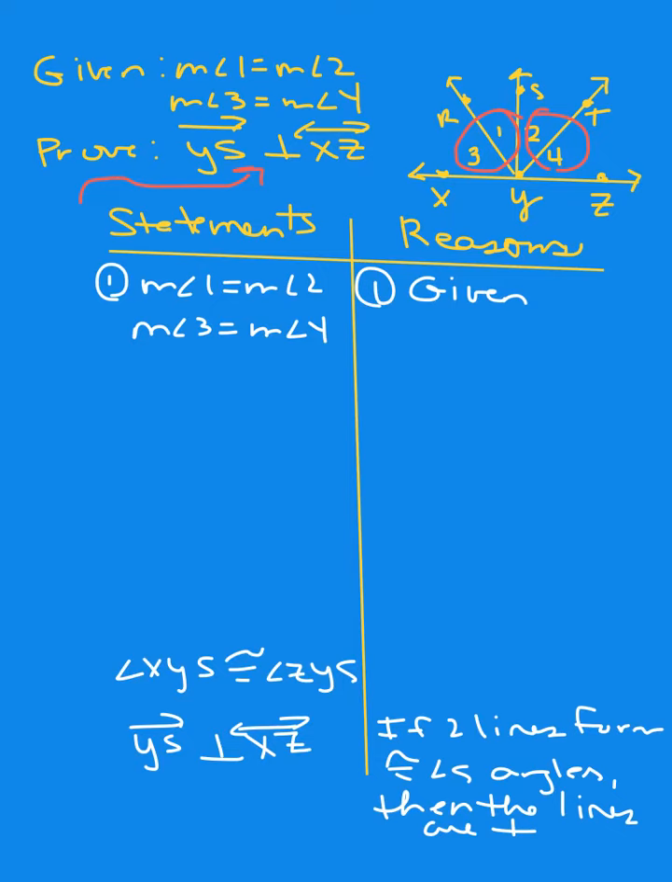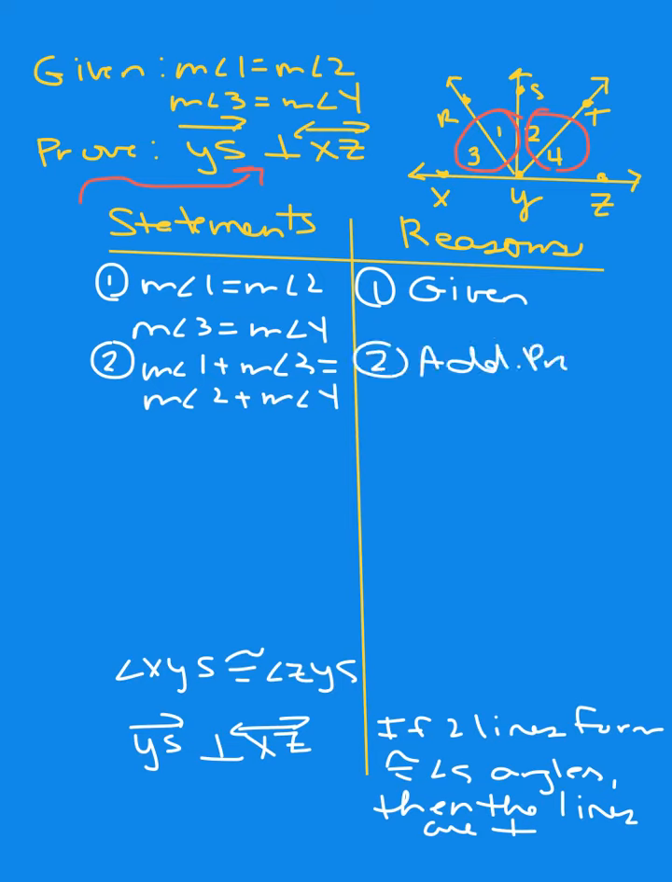So let's go back to the beginning. I'm looking at my diagram. I somehow need to get 1 and 3 together, and I need to say that angle XYS is congruent to angle SYZ, which combines 2 and 4. If I look at my given statement, I have two equality statements, so I can add those. So I have the measure of angle 1 plus the measure of angle 3 is equal to the measure of angle 2 plus the measure of angle 4. And that's going to be the addition property of equality.